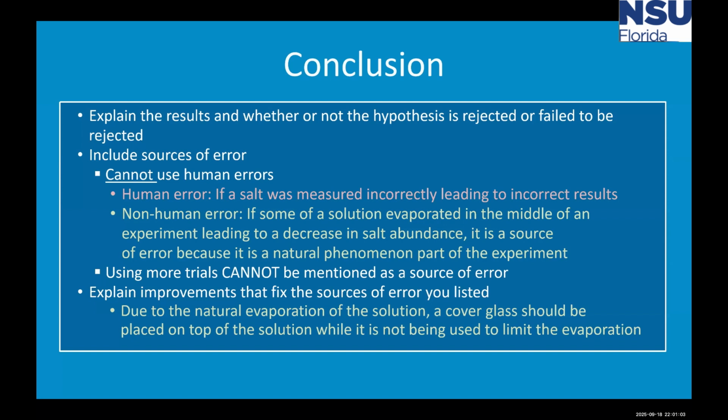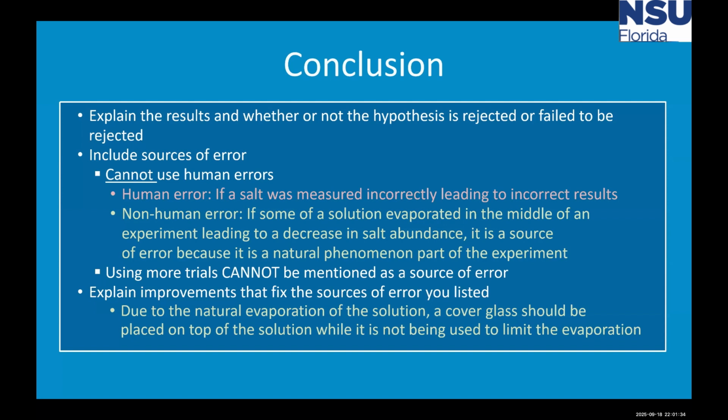So if a salt was measured incorrectly, leading to incorrect results, that's something that you did wrong that led to invalid results. But an acceptable source of error is a non-human error. This is what your professor is going to be looking for. If some of a solution evaporated in the middle of an experiment leading to a decrease in salt abundance, it is a source of error because it is a natural phenomenon as a part of the experiment. So that's not something that you did, it's something that happened by chance.